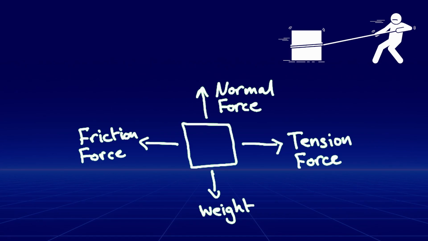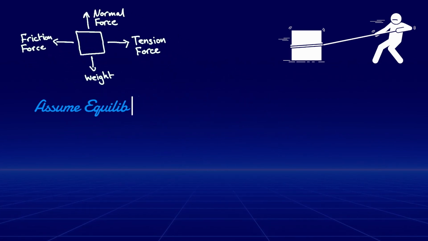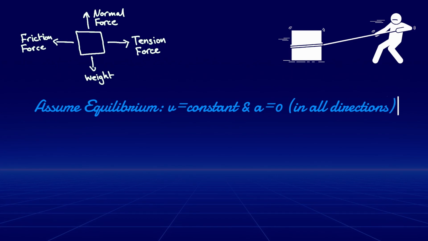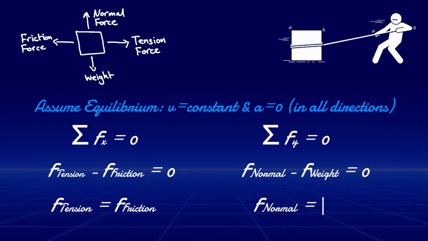These forces are represented in the free body diagram, and by assuming equilibrium in all directions and then applying Newton's laws, the sum of forces can be set to zero to solve for any unknowns.